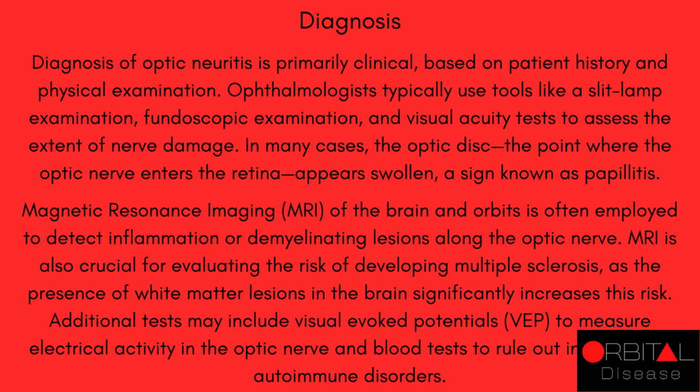MRI is also crucial for evaluating the risk of developing multiple sclerosis, as the presence of white matter lesions in the brain significantly increases this risk. Additional tests may include visual evoked potentials, VEP, to measure electrical activity in the optic nerve, and blood tests to rule out infections or autoimmune disorders.